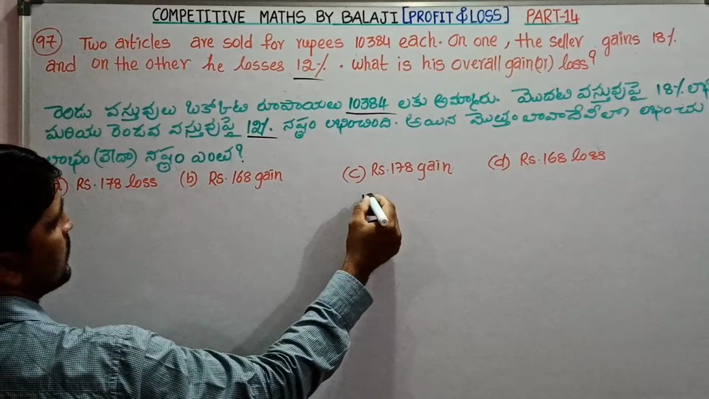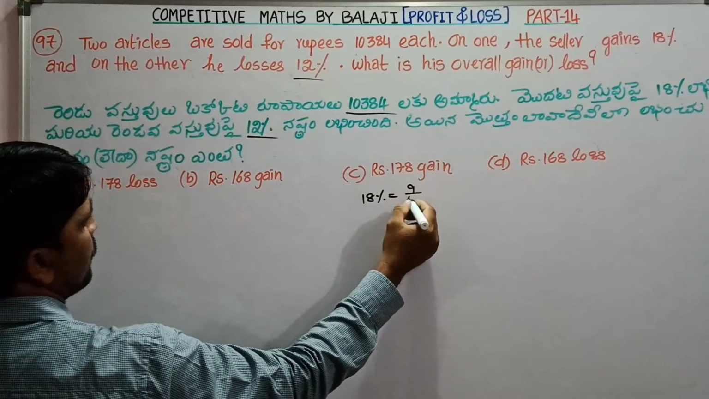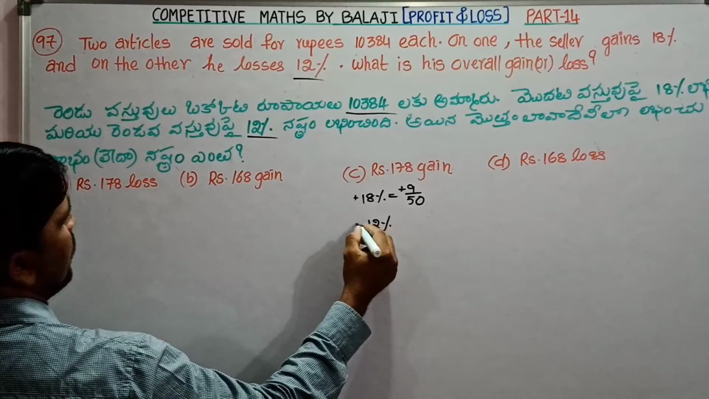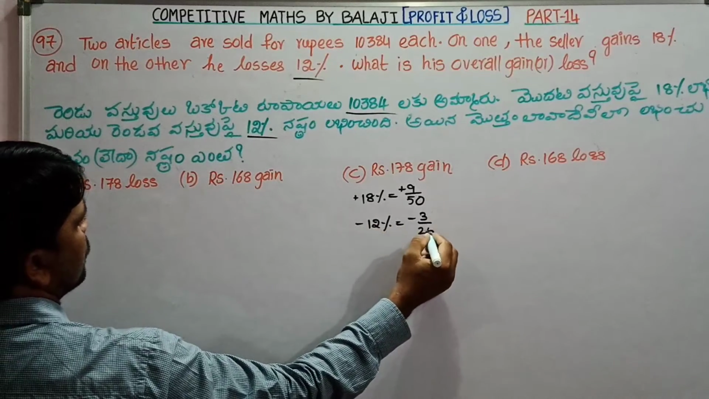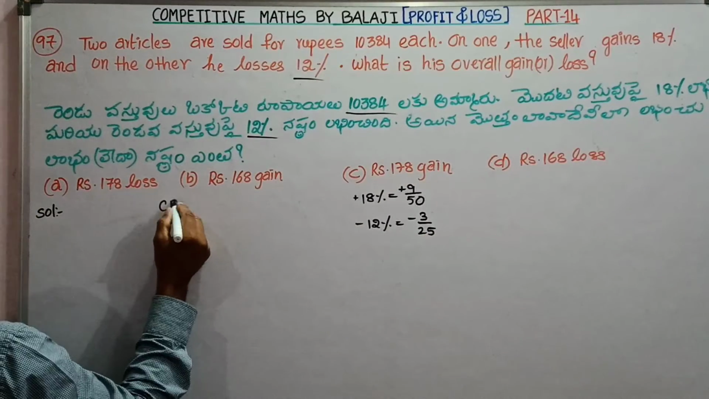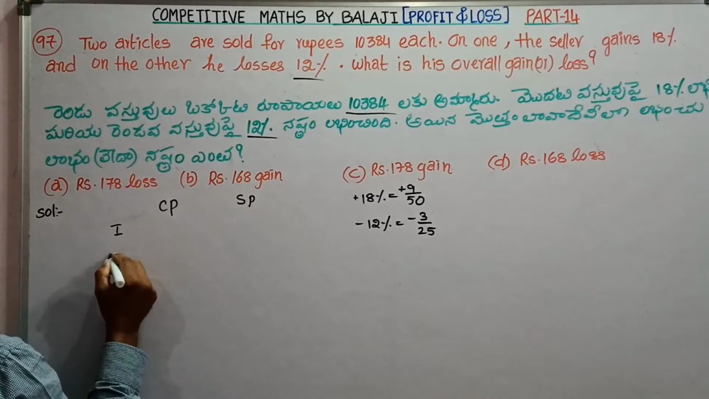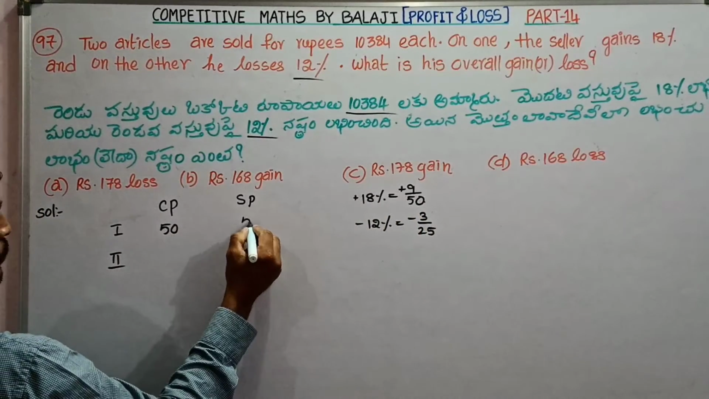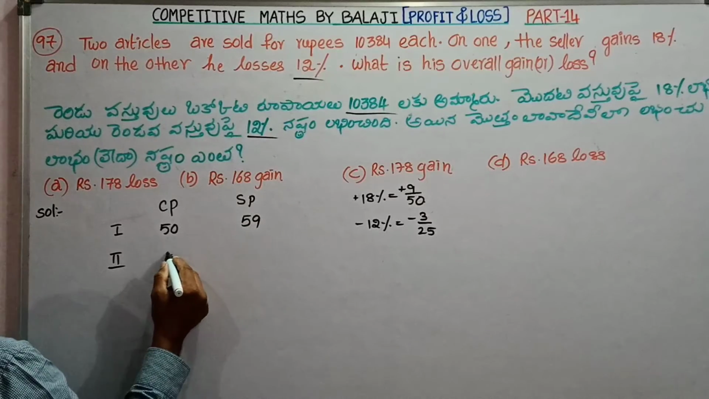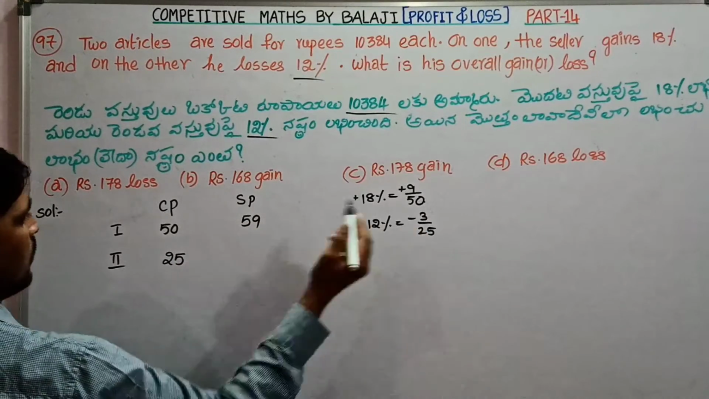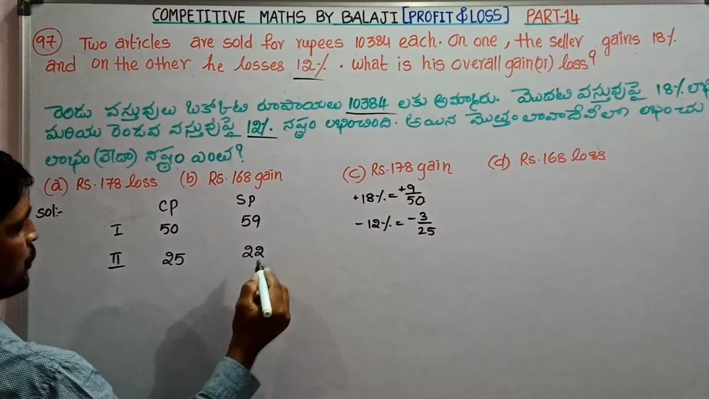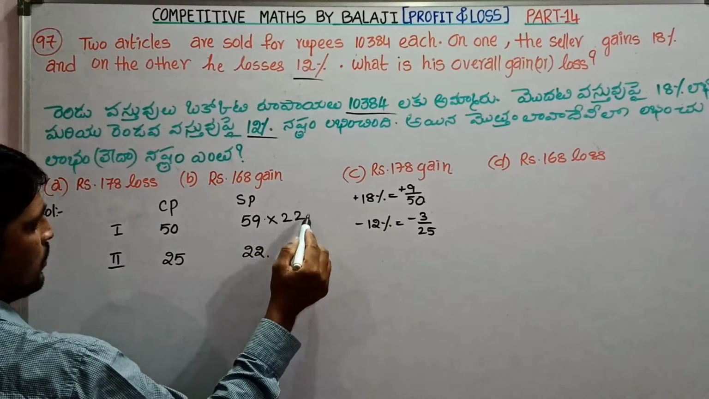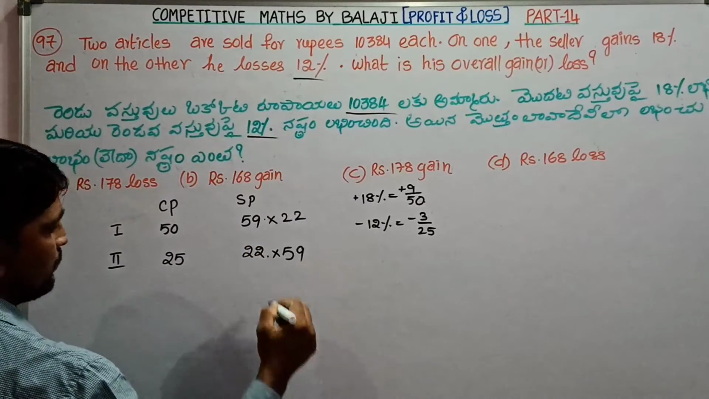Yes, 18% fraction value is 9 by 50, it is profit, and 12% fraction value is 3 by 25. Now consider CP and SP, first article, second article. CP of first article is 50 units, there is a 9 units profit, so 59 units are SP. And CP of second article is 25, there is a loss of 3 units, so SP is 22 units. But SPs of both the articles are equal, so we have to equate them. Multiply here by 22, here by 59.